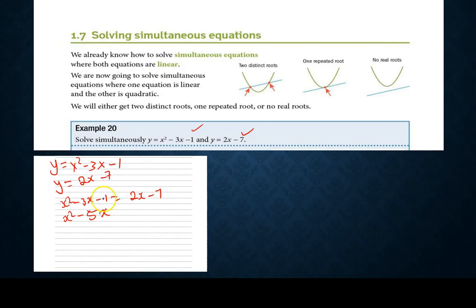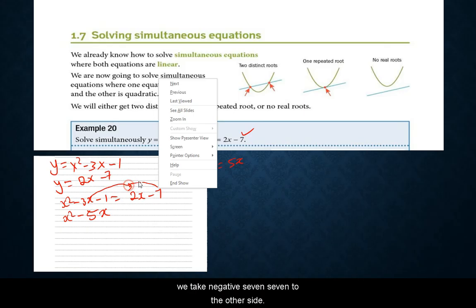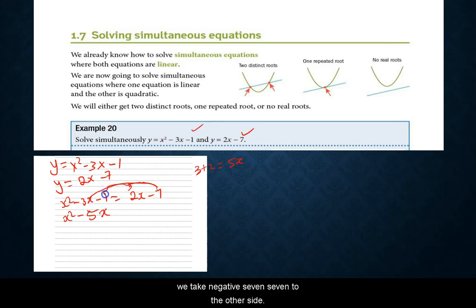So when we take negative 3x to the other side, the right hand side, it becomes 3 plus 2, which gives you 5x, right? And then we take negative 7 to the other side. So we are going to have negative 1 plus 7, which gives you 6. So this becomes x squared minus 5x plus 6 is equal to 0.